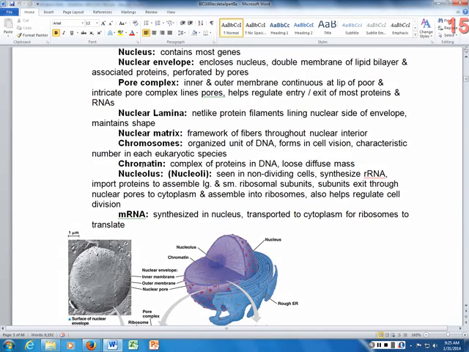Your chromatin, this is the complex of proteins that you're going to have in the loose diffuse mass. So if we have a nucleus here, it's going to have cell division going on, you'll have a chromosome. If it's just doing its normal daily activities, you can have the chromatin. So chromosome only when you're dividing, because you want it all organized to separate it. Chromatin is when you have all your stuff all spread out so you can actually get in and use the DNA.